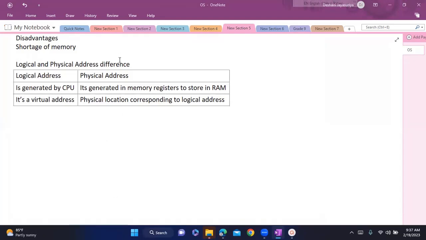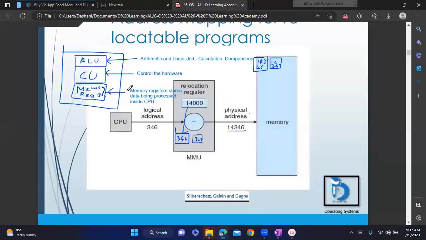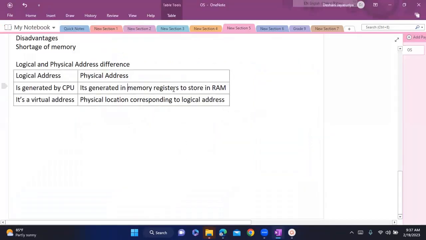Right. So there's one called MMU that I have added here, that is Memory Management Unit. Right. Memory registers, you have a thing called MMU, Memory Management Unit.